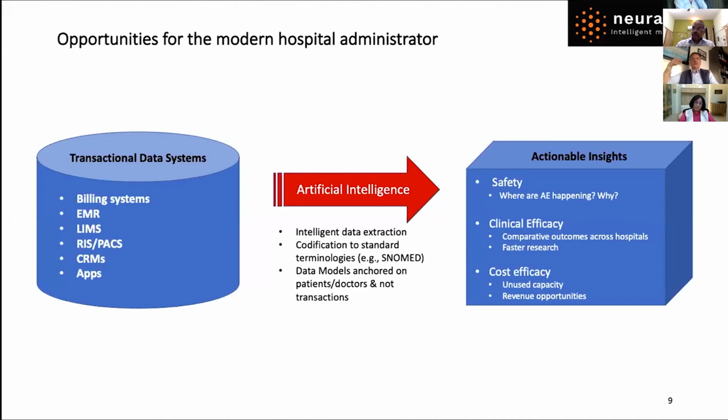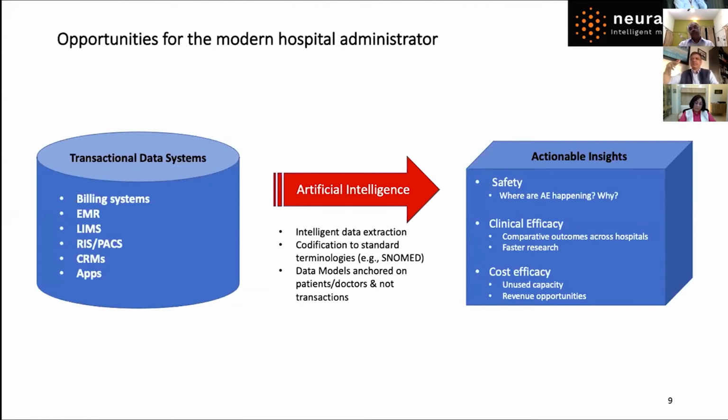SNOMED is just one of them. It could be ICD, it could be a whole bunch of others. And finally, the most important part is you make a data model that is anchored on the patient and doctor and not on the transactions. If you see the billing system, it will tell you what were the transactions that happened on, say, the 1st of August of 2021. But if you want to ask what has been Ajay Bakshi's journey through this hospital system, it is almost impossible for most hospital systems to answer that.